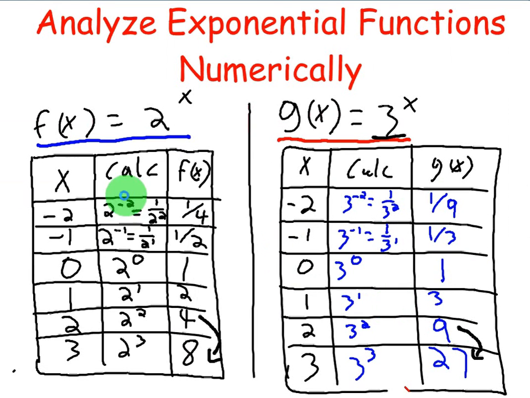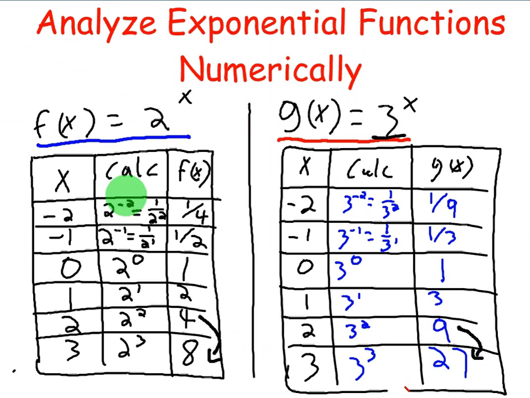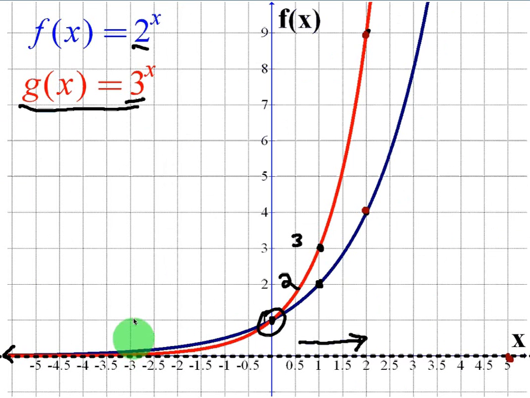Let's look at f of x. f of x equals 2 to the x. If you were to plot all those points, it would be this blue line right here. Okay, so that's our 2 to the x. And if you plot all the points for g of x, you get this red line.